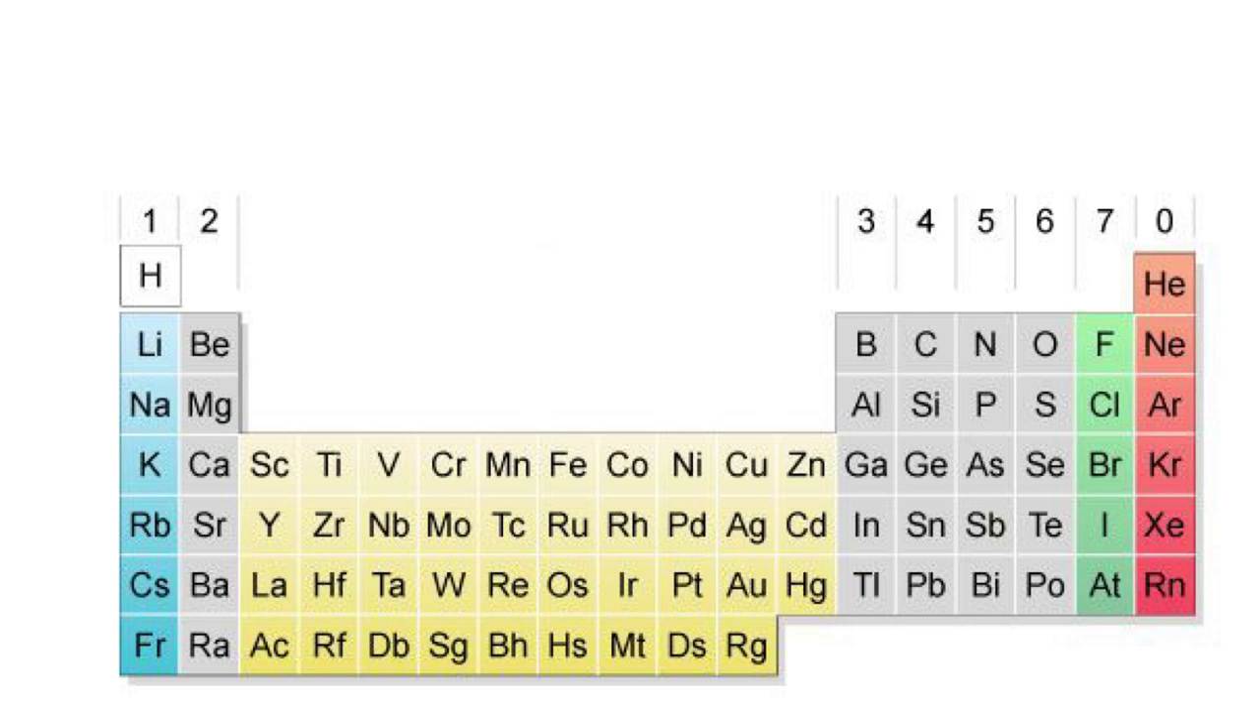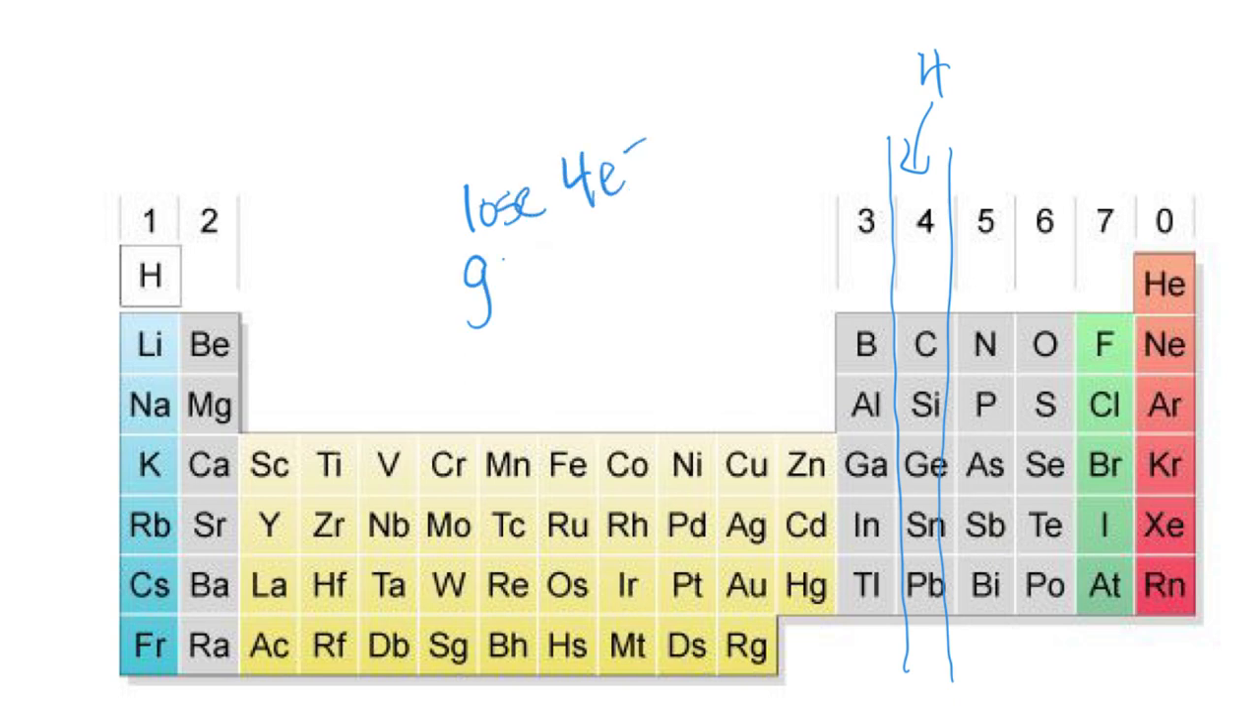The last column I want to talk about is group 4 or group 14. These are the ones that have 4 valence electrons. And in order to fill their shell, they can go either way. They could lose 4 electrons or they could gain 4 electrons.